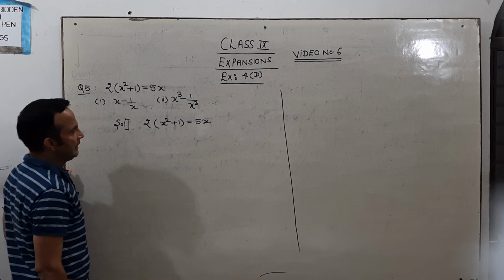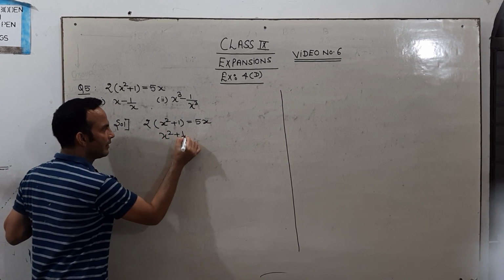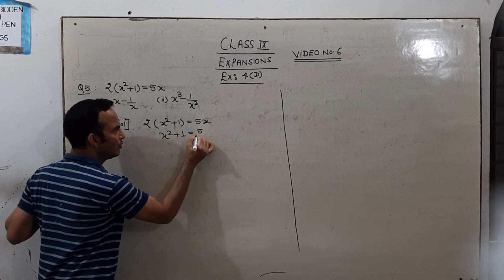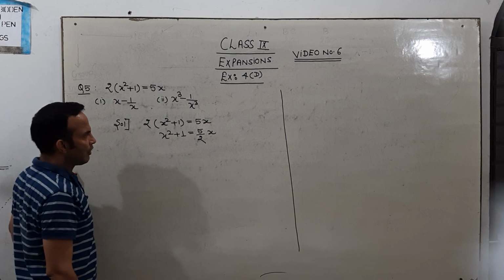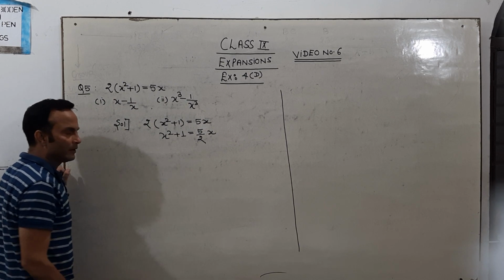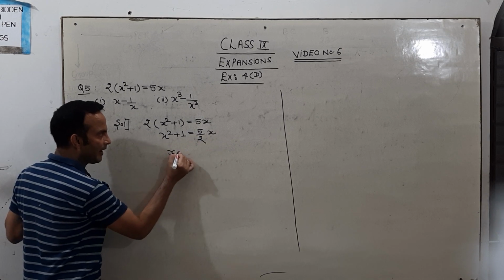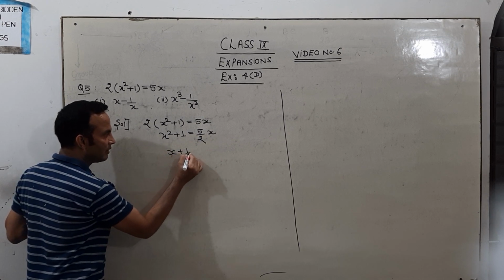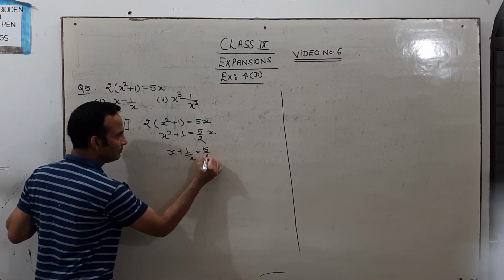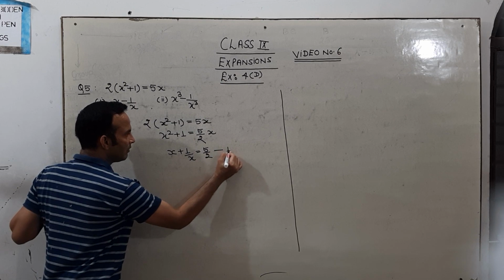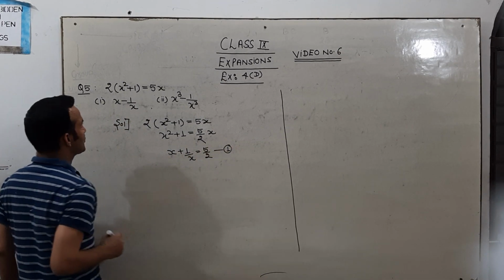Okay. Dear students, we can write it as x square plus 1 is equal to 5 upon 2 times of x. Okay. Now dividing both sides of the equation by x. When we divide both sides by x, we obtain x plus 1 upon x is equal to 5 upon 2. Okay. Consider it as first equation.